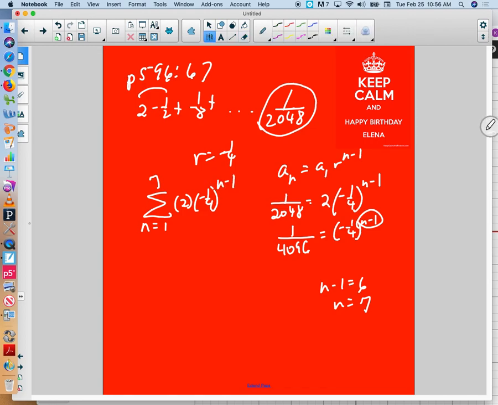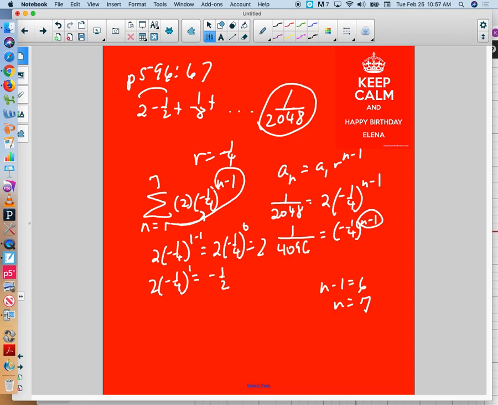The reason I made it n minus 1 is if I filled in 1, I would have 2 times negative 1/4 to the 1 minus 1. So I'd have 2 to the negative 1 times negative 1/4 to the 0. That would start me out at 2. The next one would be 2 times negative 1/4. If I fill in 2, I get negative 1/4 to the first, and that would give me my negative 1/2, and it would start clicking through like that.